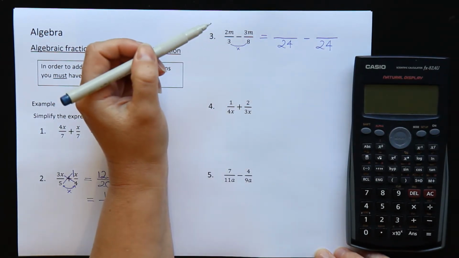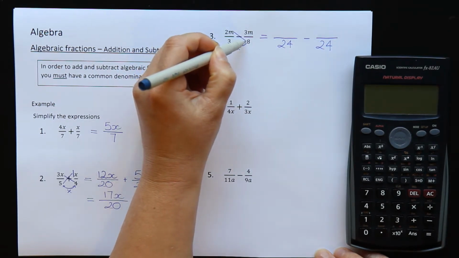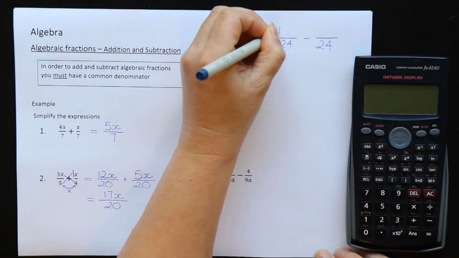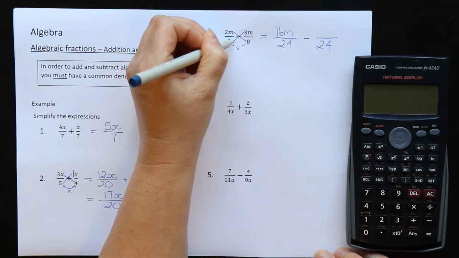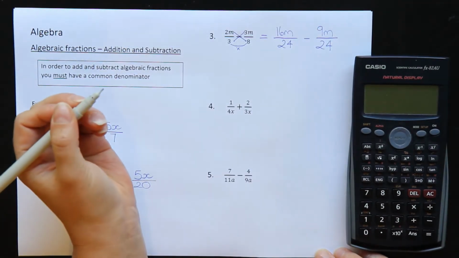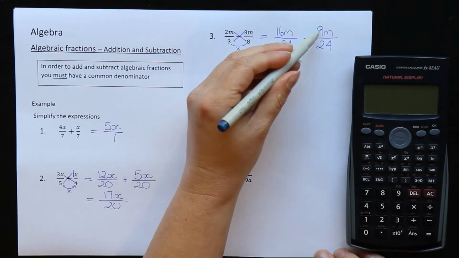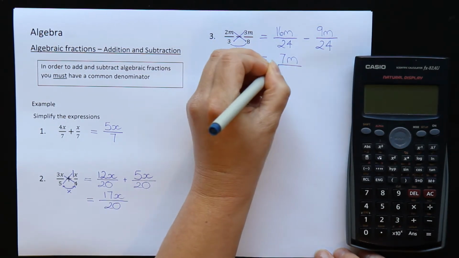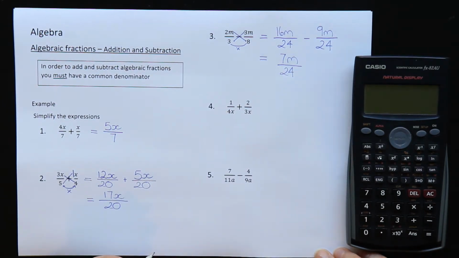Then to work out what goes on the top, I'm going to multiply the 2m by the 8. 2 times 8 is 16m. And then the 3m I have to multiply by the 3. 3 times 3 is 9m. Okay, now I can subtract. 16 minus 9 is 7m over 24. And no more simplifying, so that's finished.